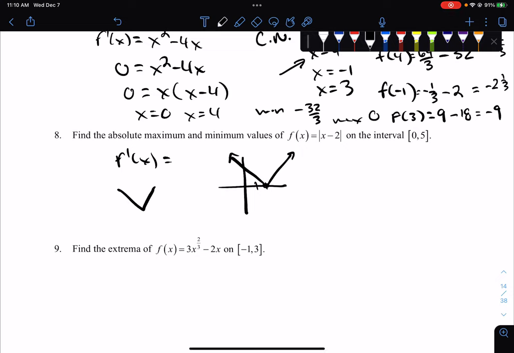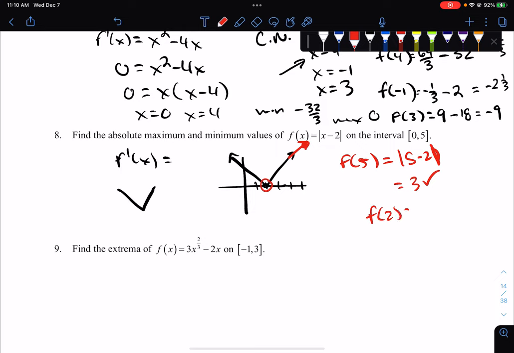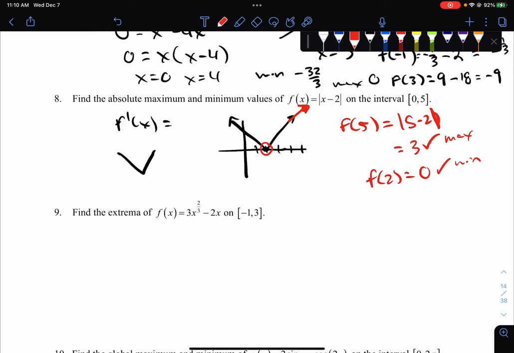So when I look at this function, from 0 to 2, it's getting small. And then from 2 to 5, 3, 4, 5, it's going to get bigger. So my biggest point is going to happen right here at 5. So f of 5 is going to give me my biggest point, which is the absolute value of 5 minus 2, which equals 3. My minimum is going to be right here, which is just 0. So f of 2 equals 0, and this is going to be my max, this is going to be my min. I don't even need calculus to do that one because it's a really easy function to graph.